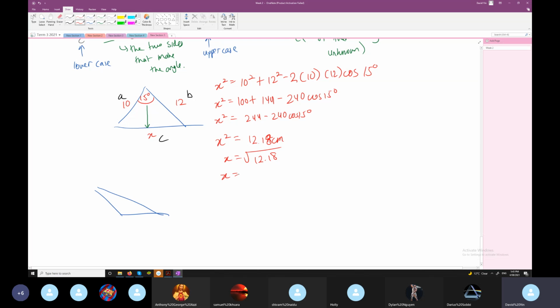Thank you. 3.49 centimeters. Good call. Very, very good. All right, so we'll just square root it because we have that in squared terms. So we have to square root it to get rid of the square. All right, let's look at the next one.